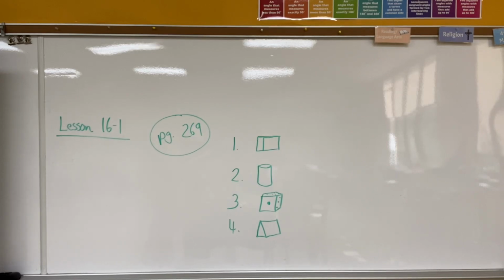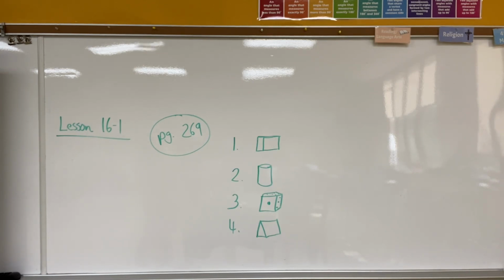All right, my 5th grade friends, if you take a look at page 269, you'll see that they give you a lot of examples of solid figures and three-dimensional shapes. They have triangular prism, rectangular prism, pentagonal prism, square pyramid, hexagonal prism, cube, regular pyramid, triangular pyramid, pentagonal pyramid, hexagonal pyramid, cylinder, cone, and sphere.